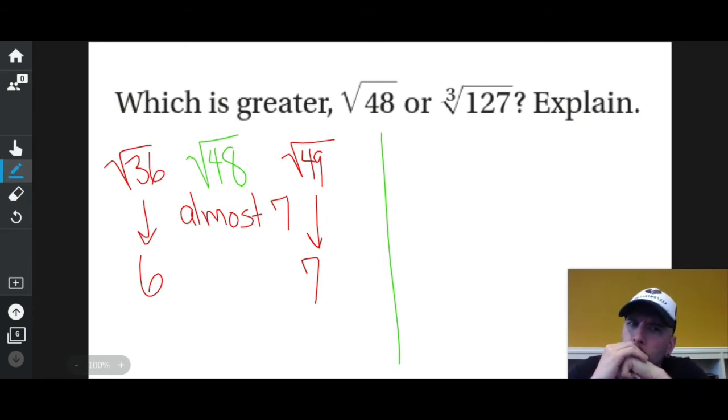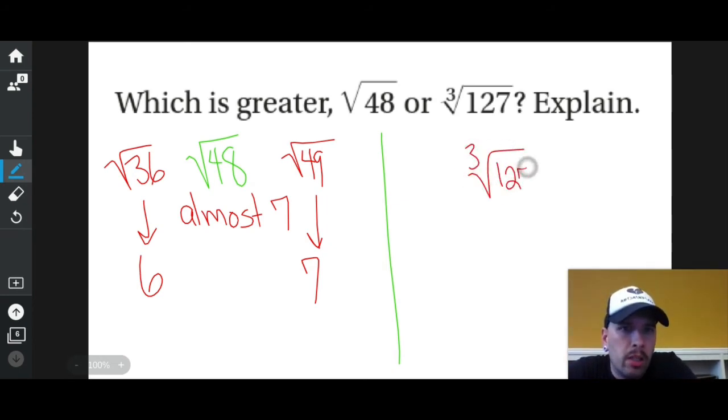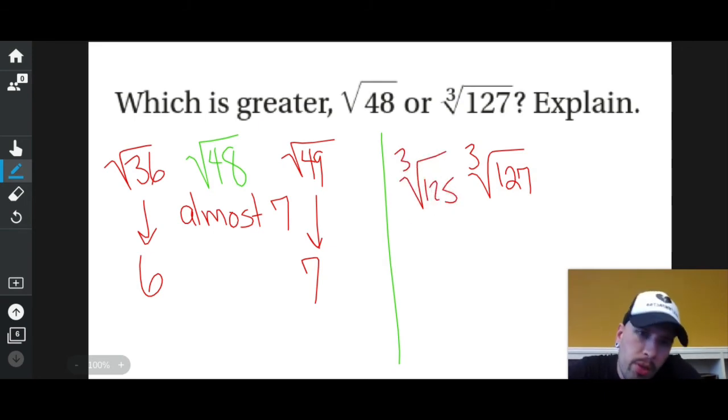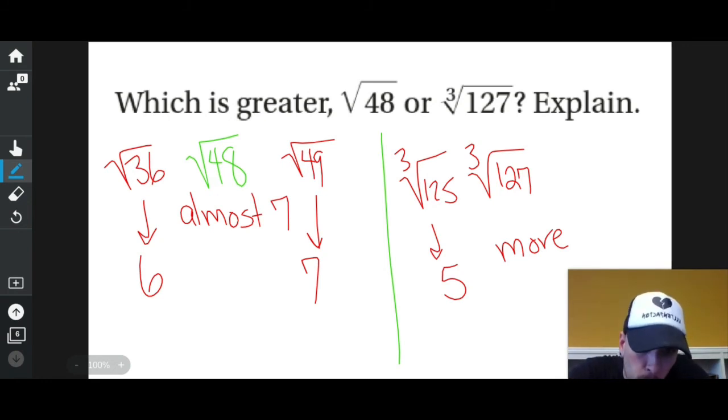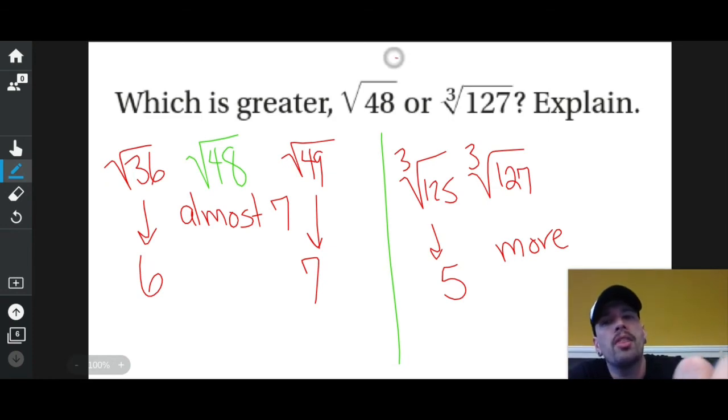Cube root of 127. I don't know what the cube root of 127 is, but I do know my cubes: 1, 8, 27, 64, 125. The cube root of 127 is going to be a little bit more than the cube root of 125. So this guy is going to be a little bit more than 5. This guy over here is almost 7, which is a whole lot more than a little bit more than 5. So which one's greater? This one is.